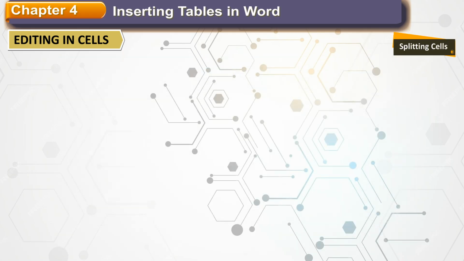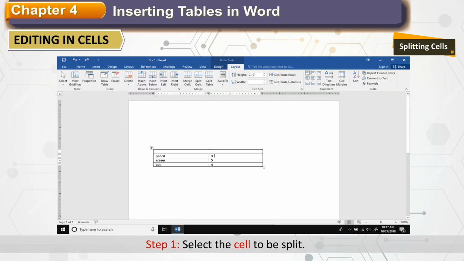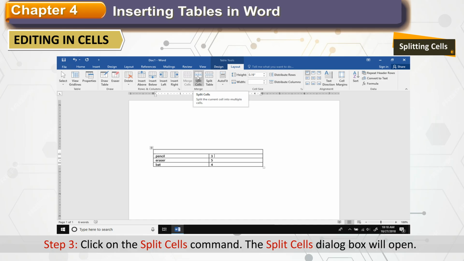Splitting cells. Splitting is dividing one cell into two or more cells. To split a cell, follow these steps. Step 1. Select the cell to be split. Step 2. Click on the Layout tab. Step 3. Click on the Split Cells command.